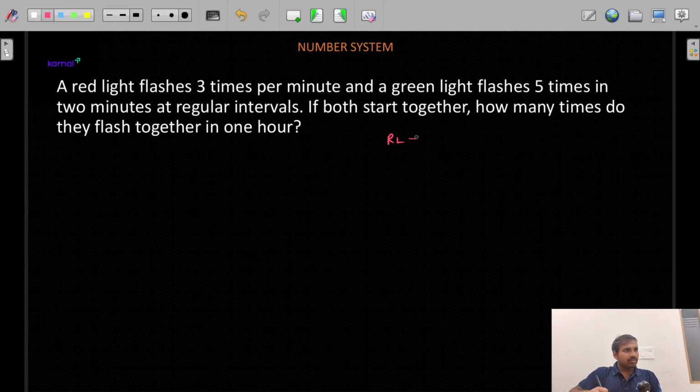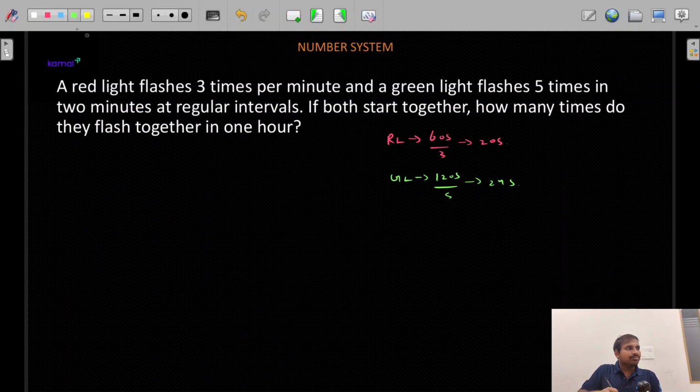The red light flashes 3 times in 1 minute. In 1 minute we have 60 seconds. For 60 seconds, it blinks 3 times, which means every 20 seconds it will blink once. Next, the green light. For every 2 minutes, it blinks 5 times. In 2 minutes, we have 120 seconds. If I divide 120 by 5, I get the interval in seconds at which the green light blinks. 120 divided by 5 is 24. So every 24 seconds, it will blink.